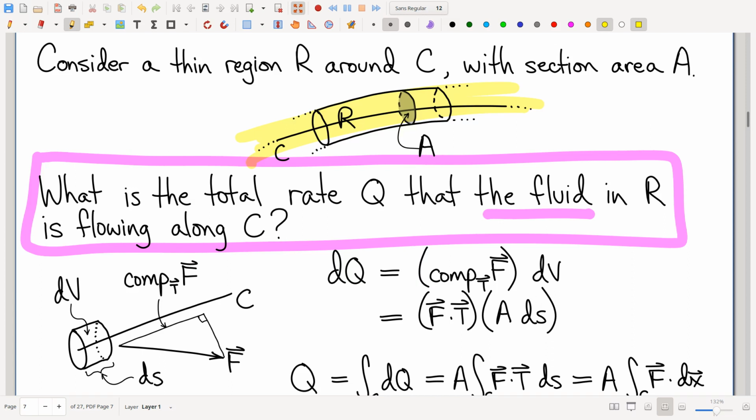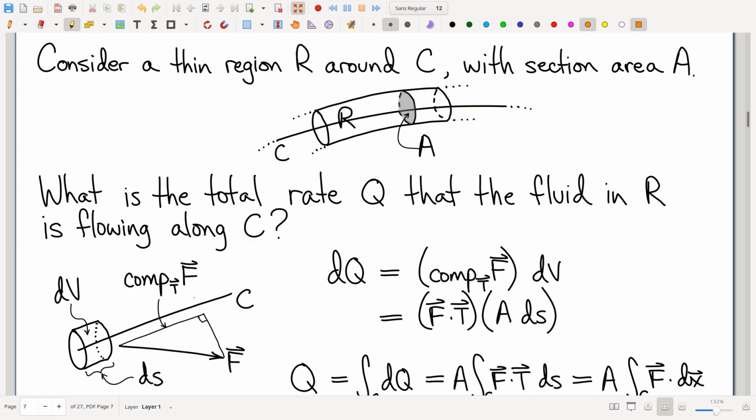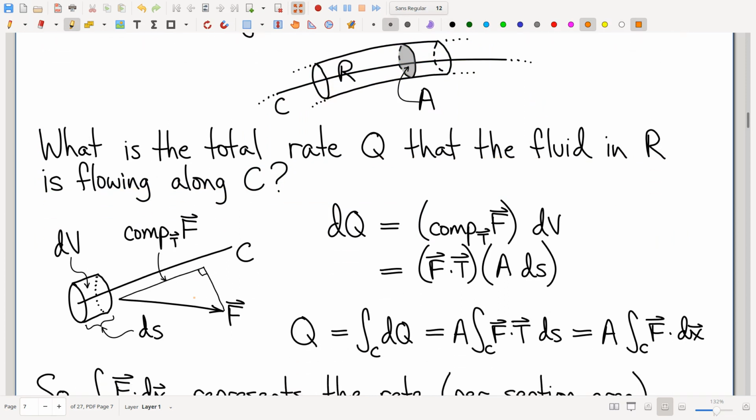And then if I, weirdly, add that up over the entire region, and ask what I'm going to call the total rate that the fluid in that region is flowing along the curve, what would I get? How would I compute this? For all of the fluid, the overall total rate that the fluid is moving along the curve. Very strange question to want to ask. It's an easy question to answer, but it's a weird question to ask in the first place.